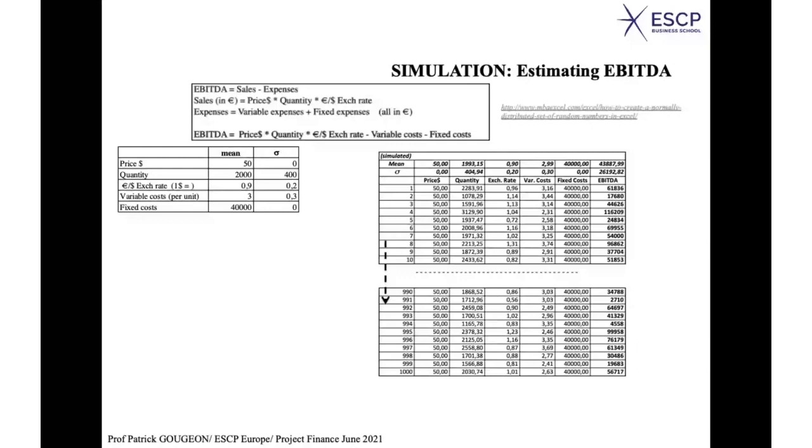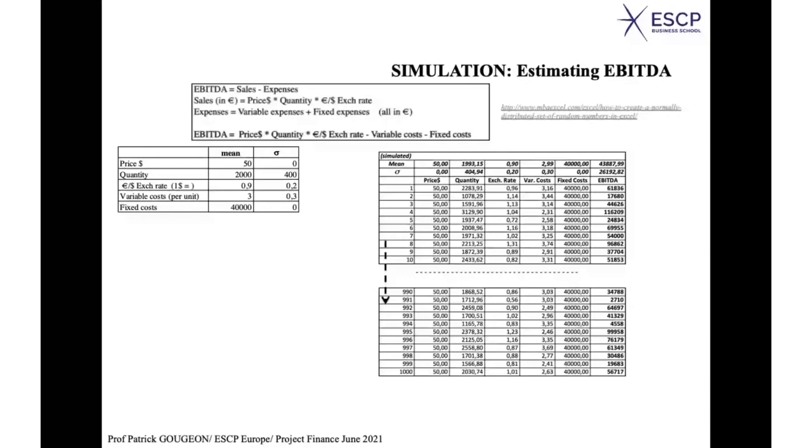If you look at the price, it is always 50. That's normal. You have a mean of 50 in the column here, because 50 is the price I have fixed, and therefore the standard deviation is 0. You will always have 50. What about the quantity? You have an average, a mean of 2,000, with a standard deviation of 400. I have used Excel to generate a distribution of 1,000 values following a normal distribution with a mean of 2,000 and a standard deviation of 400.